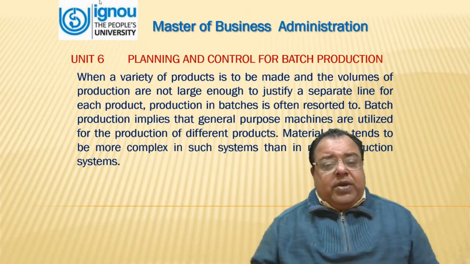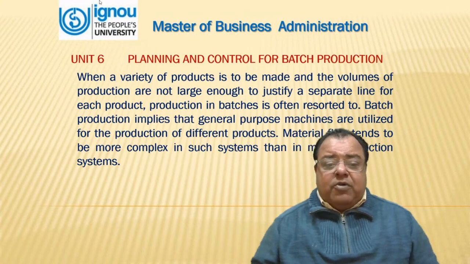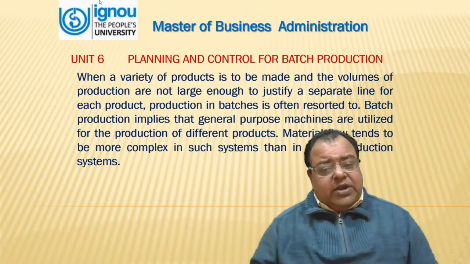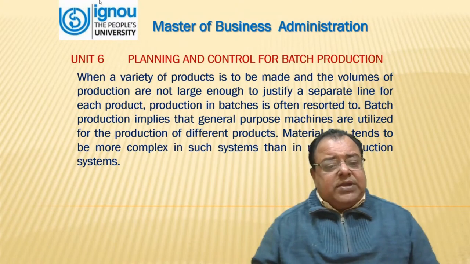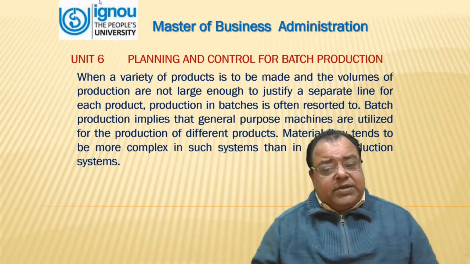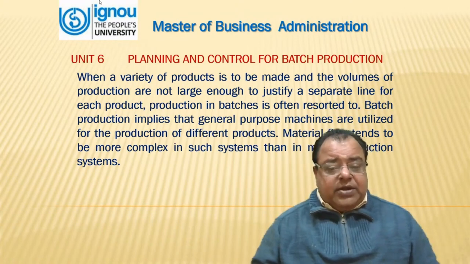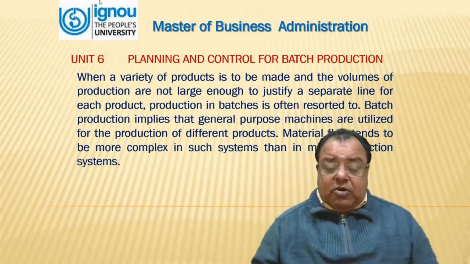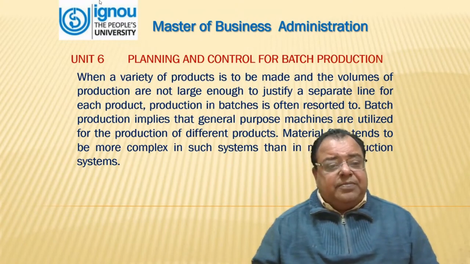When a variety of product is to be made and the volume of productions are not large enough to justify a separate line for each product, production in batches is often resorted to. Batch production implies that general purpose machines are utilized for production of different products. Material flow tends to be more complex in such systems than in mass production systems.